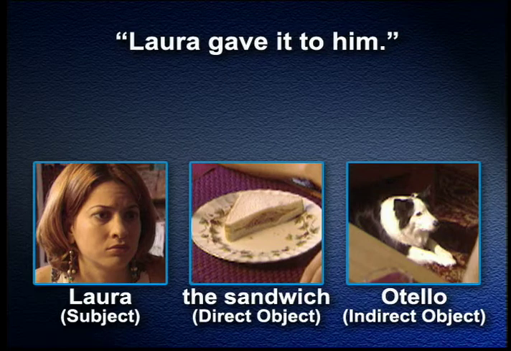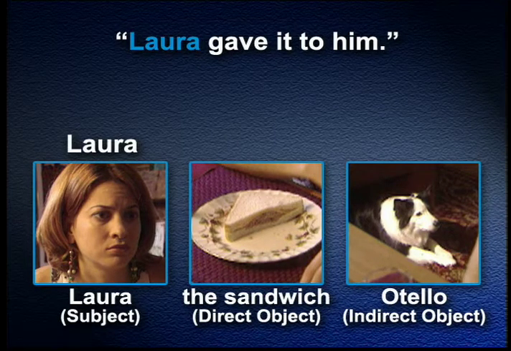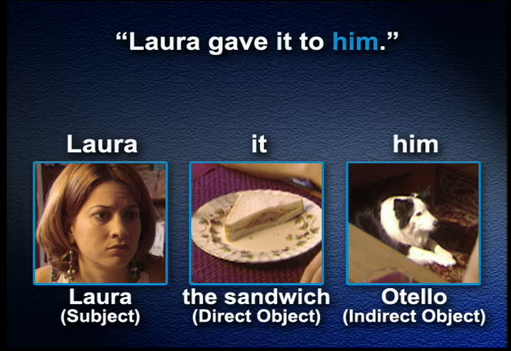By replacing the direct and indirect objects with pronouns, it is possible to say the same thing. Laura gave it to him. Laura is still the subject. It is the direct object pronoun, the sandwich, and him is the indirect object pronoun, Otello. In English, all object pronouns always follow the verb.